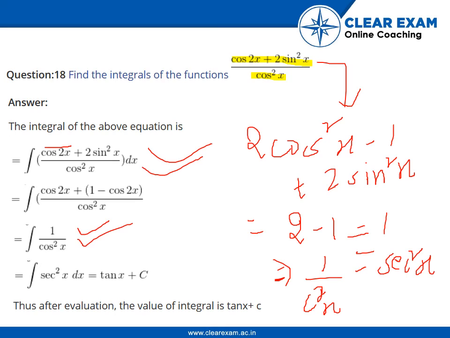Now 1 upon cos square x, here you will also get dx. So 1 upon cos square x will be written as sec square x dx. Now the integration of sec square x is tan x plus c, where c is an arbitrary constant.